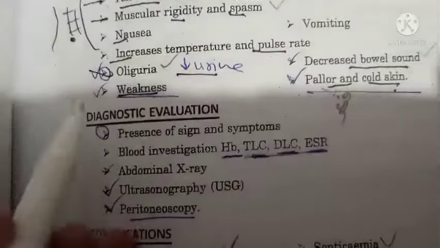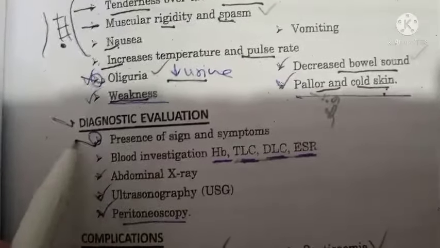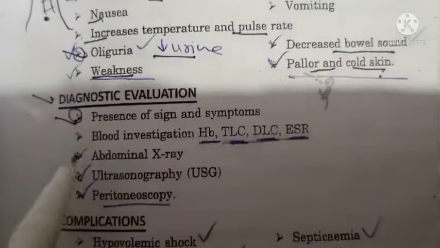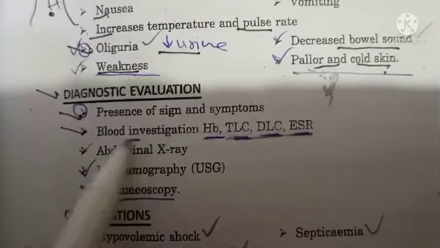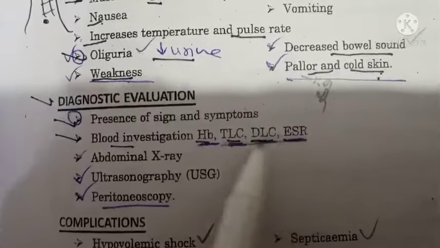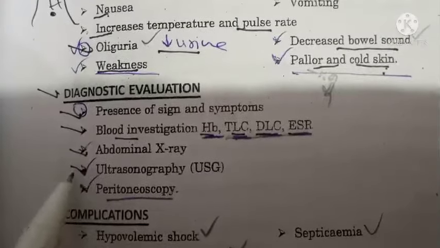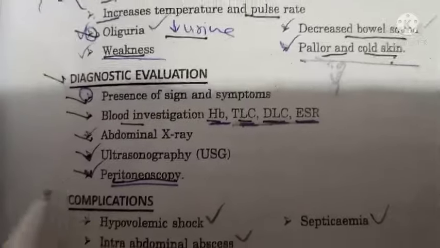Now diagnosis, how we can diagnose peritonitis. There will be presence of signs and symptoms, all those signs and symptoms which will be present in the patient: rigidity, fever, increased pulse rate, and tense, tender abdomen. Blood investigations include hemoglobin, TLC, DLC, and ESR. Abdominal X-ray should be performed. Ultrasonography and peritoneoscopy are performed for diagnosis.